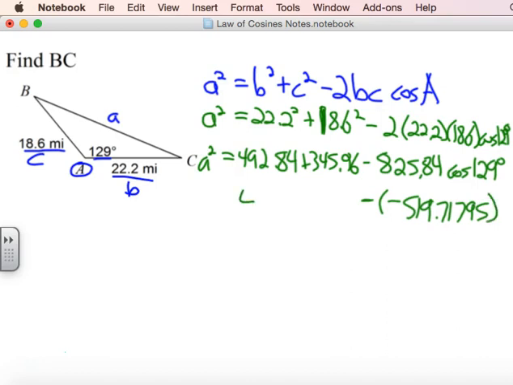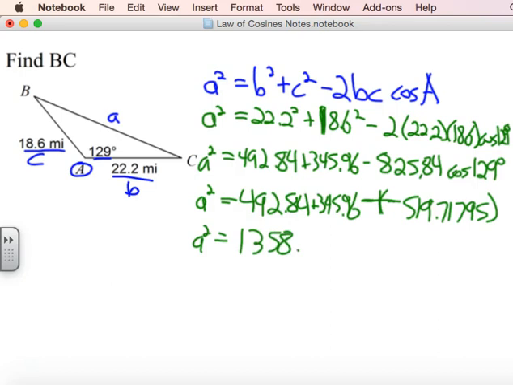All right, so we got 492.84 plus 345.96 minus a negative equals a squared. So now we just got to type all these in and add them up. 492.84 plus 345.96 minus a negative is really going to be a plus, right? Plus 519.71795. I just do a bunch of decimals just to make sure I don't get an answer too far off from the real one. So that gives me 1,358.51795. And then I'm going to do the square root to get rid of the square.